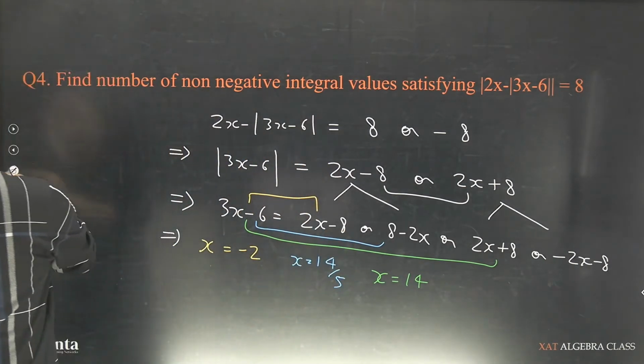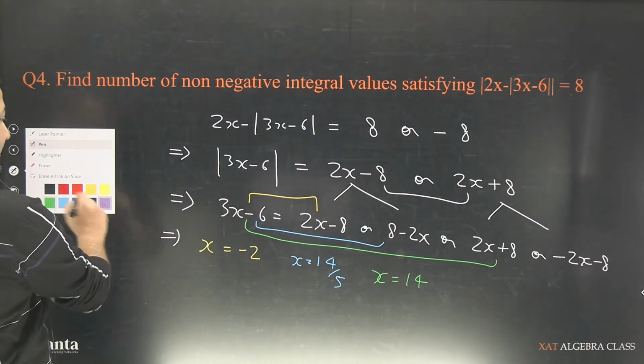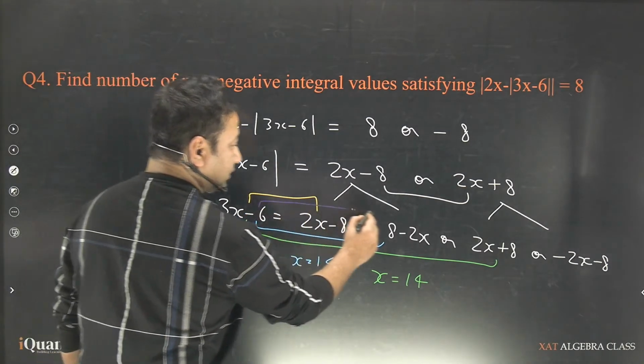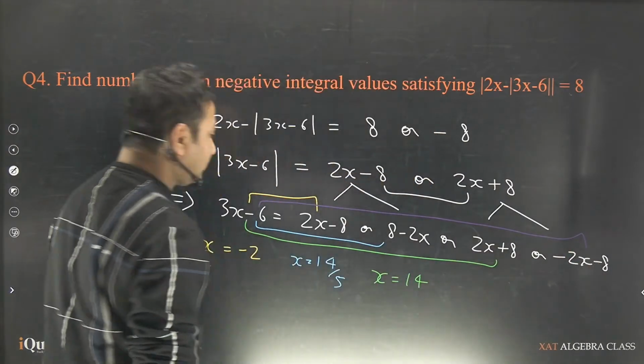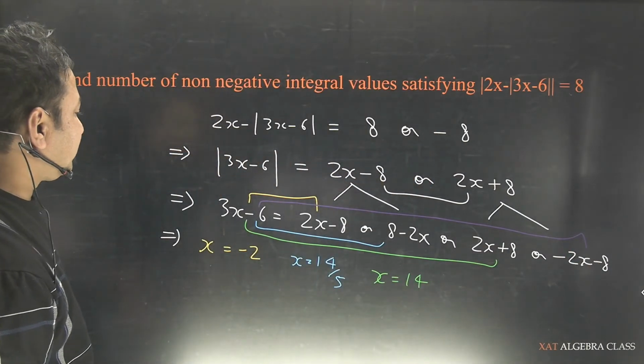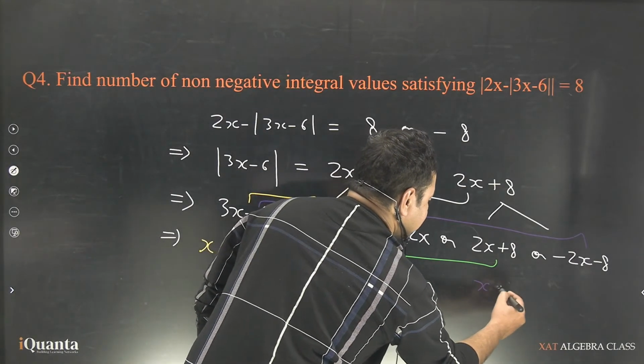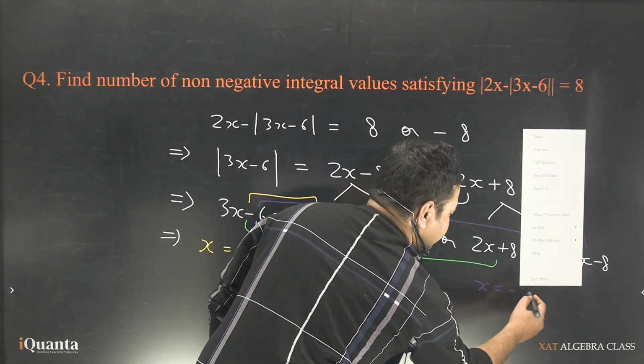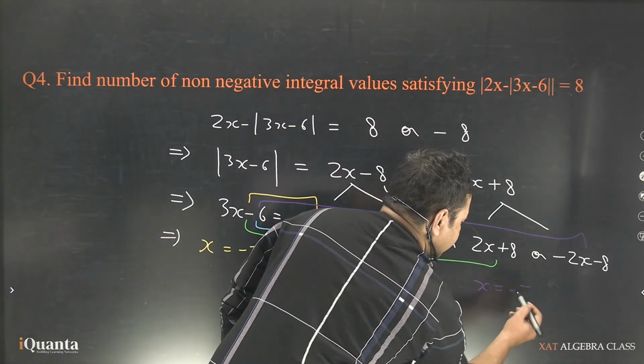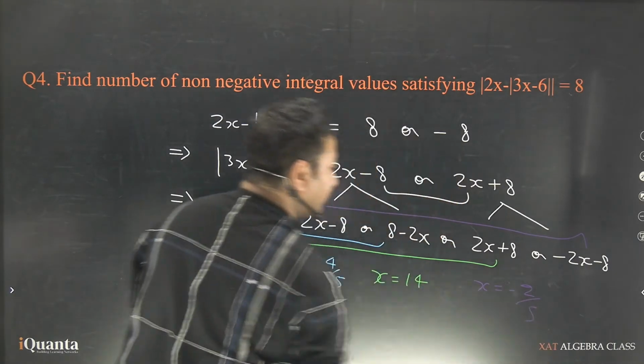And the last one, which color to choose? I'll choose purple. So if I solve these two, what do I get? 5x will be equal to minus 2. Or I can say x is equal to minus 2 by 5.